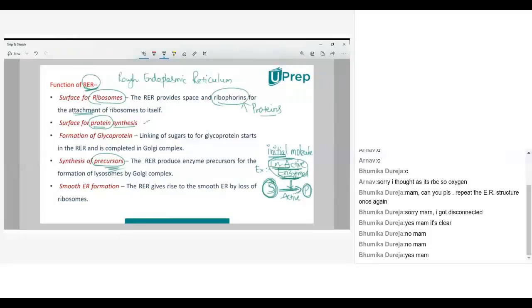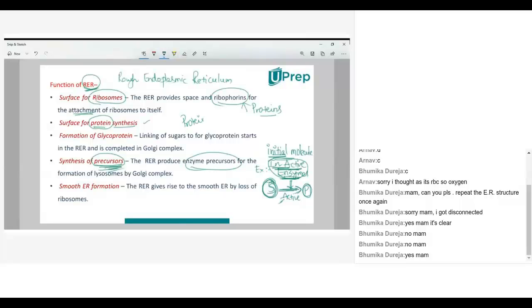That is called precursor. So what rough endoplasmic reticulum will do is, it will produce enzyme precursors. Enzyme precursors are nothing but the inactive form of enzymes. The inactive form enzymes will get active when they are involved in conversion of substrate to product reaction. So such kinds of enzymes are all protein in nature.